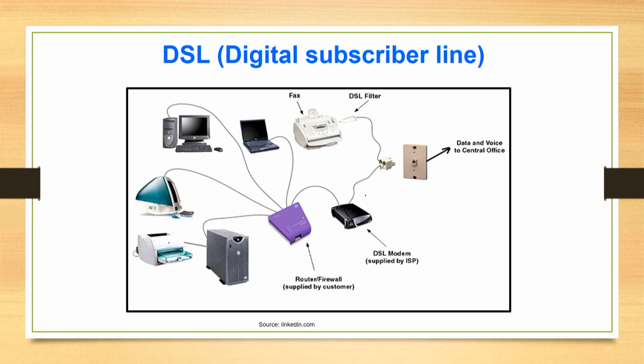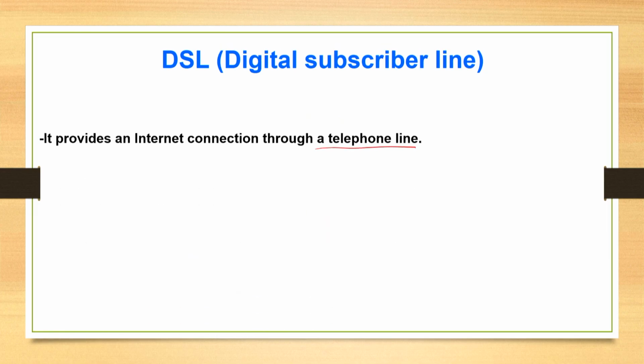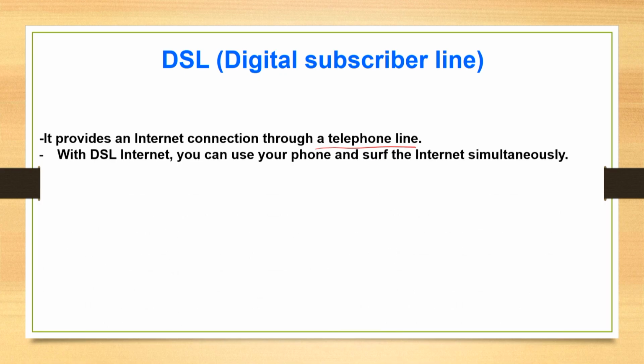Here you see a DSL modem which is provided. So, how does it work? It provides an internet connection through a telephone line, but with DSL internet, you can use your phone and surf the internet simultaneously, which you cannot do in the case of a dial-up connection. If you are surfing the internet and a phone call comes, then immediately the internet connection drops in the case of dial-up. In the case of DSL, it does not.